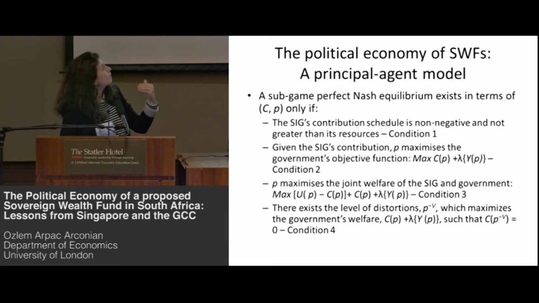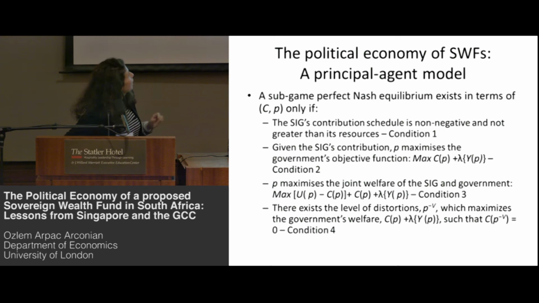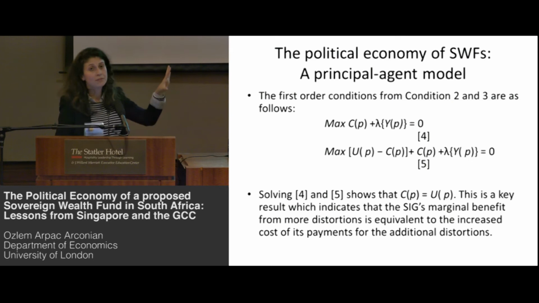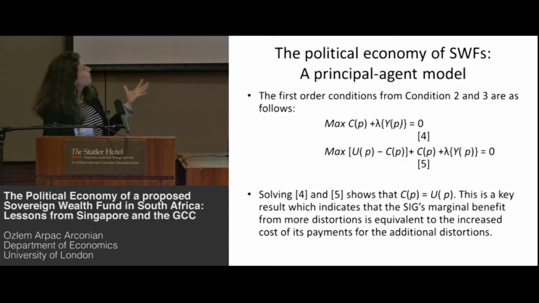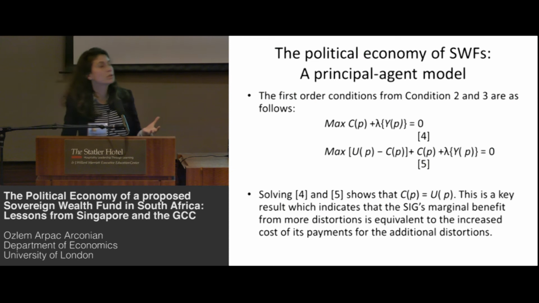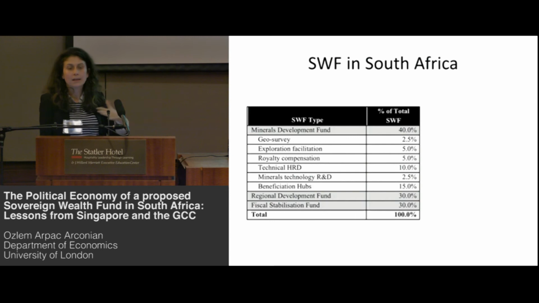When you solve the wealth functions of these countries, I'm not going to go into much detail of the mathematics, but we find that there is a Nash equilibrium. If anyone is interested, I can give the mathematics section to those interested. We solve for first order conditions, and our key result is that the interest groups' marginal benefit from more distortions to their benefit is equivalent to the increased cost of payments for the additional distortion. So they will pay just as much in campaign contributions or corruption to the government. In the truthful equilibrium, the payment is just equal to the utility they will get from this investment decision. The government won't be getting any more than that for this to work.